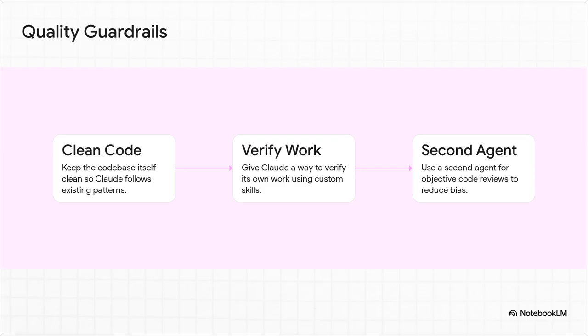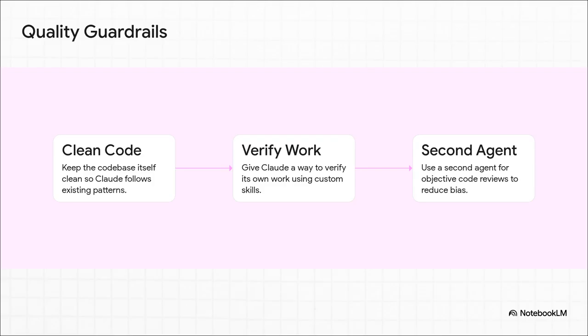So here are 3 actionable steps you can take to ensure high-quality outputs. Number 1, keep the codebase itself clean. Claude is smart, but it's going to follow the patterns and conventions that already exist in your code. Number 2, give Claude a way to verify its own work. You can literally encode what good looks like for your team using skills, which lets Claude check its own homework.